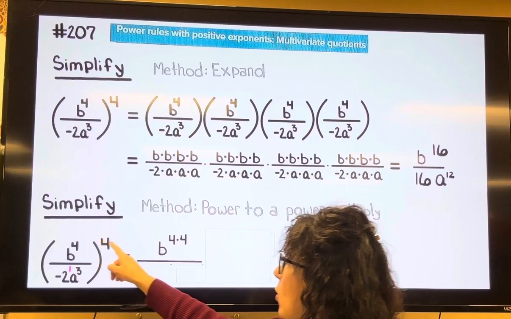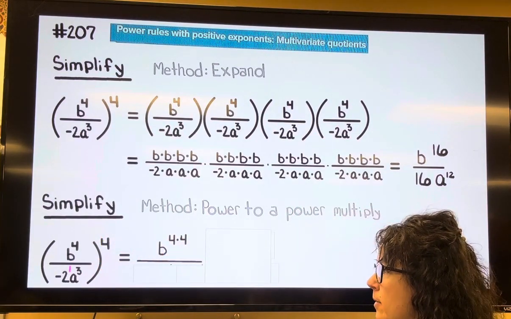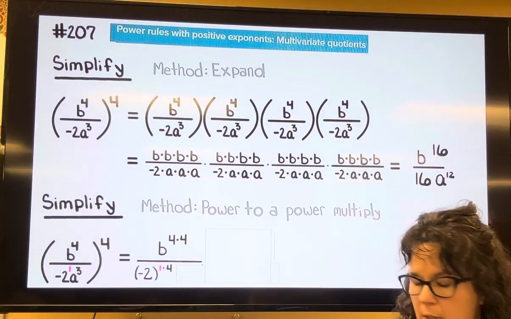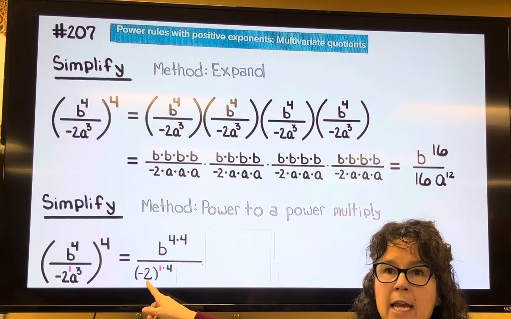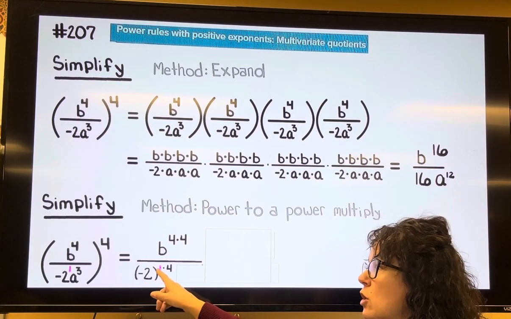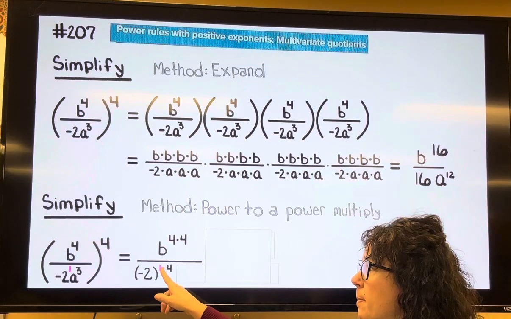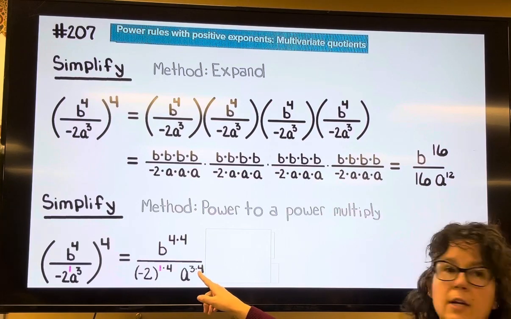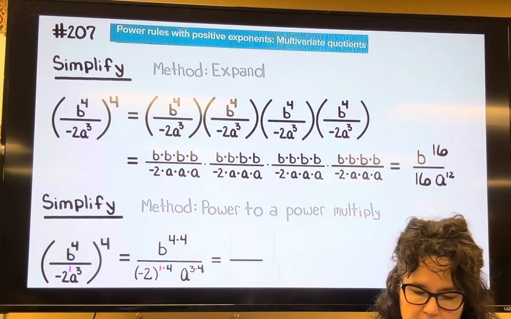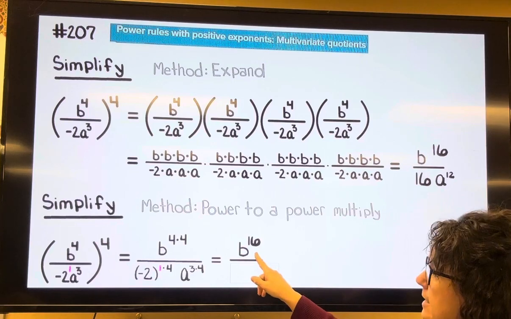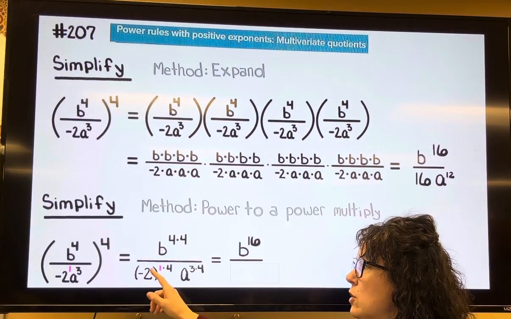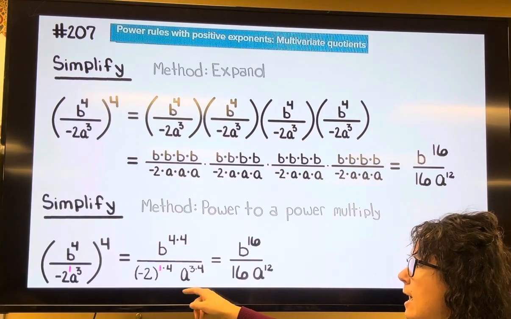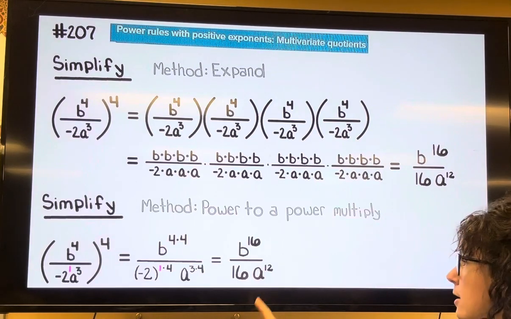So 4 to the 4th, so that'll be 4 times 4. The -2 to the 1st power, the reason it's tricky is you need to remember to put that -2 in parentheses to the power of 1 times 4. And then 3 times 4 here. Okay, so then I end up with b to the 16th, -2 times -2 times -2 times -2 is 16, and then 3 times 4, so a to the 12th.